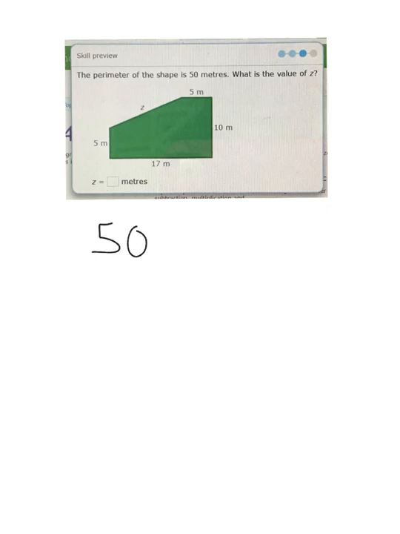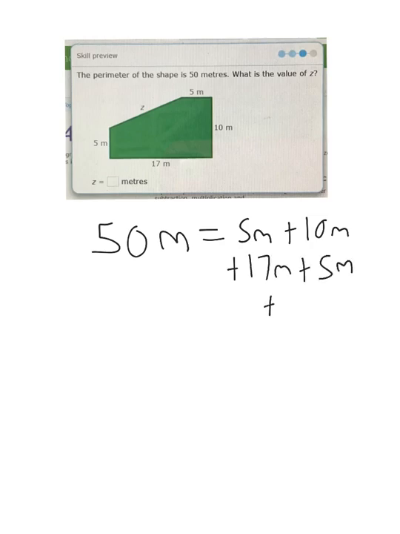50 meters is the perimeter. So 50 meters equals 5 meters plus 10 meters plus 17 meters plus 5 meters plus z. So now in my head, I'm going to add up what these guys add up to. So 5 plus 10 is 15, plus another 5 is 20, plus 10 is 30, 37. So a little easier to think, okay, 50 meters equals 37 meters plus z.